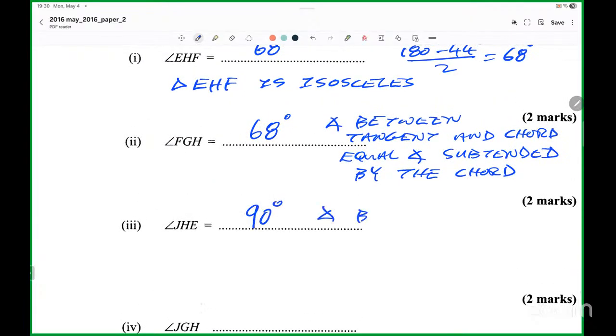Angle between tangent and radius is 90 degrees. That's it.